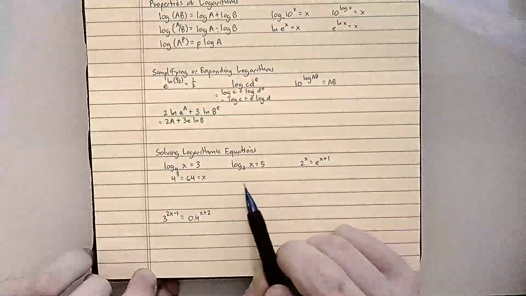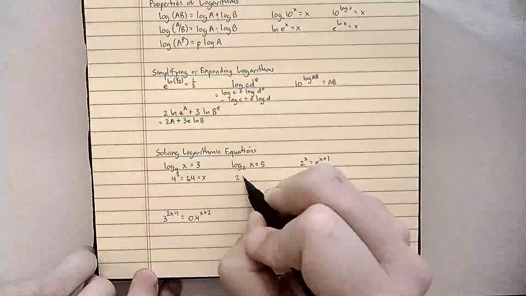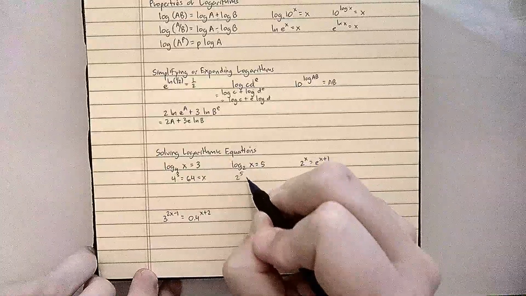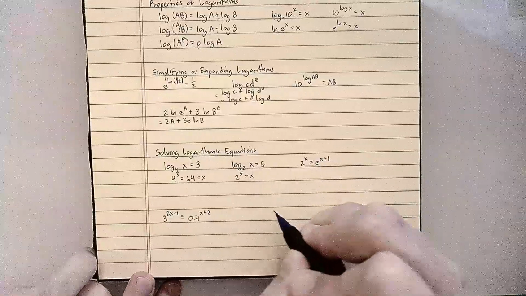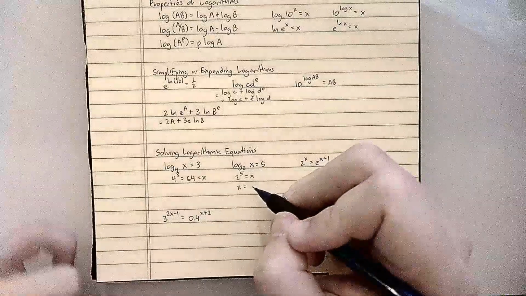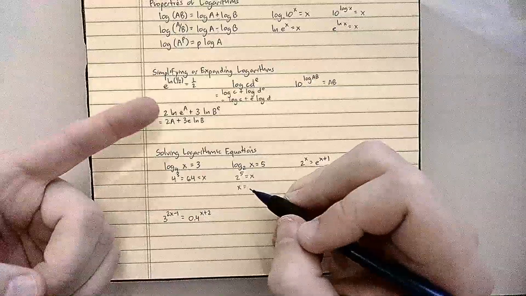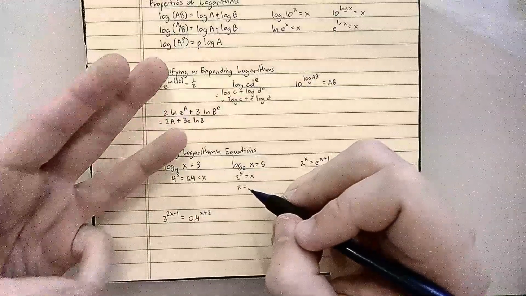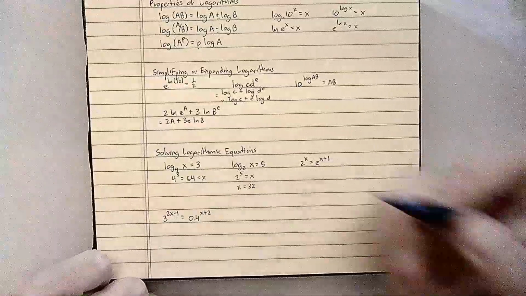How about this one? Same thing. We're going to take 2 raised to the 5th power is equal to x. Well, that gives us x is equal to 2 to the 5th. If you can't remember them, it's just 2, so 2, 4, 8, 16, 32. So x is equal to 32.